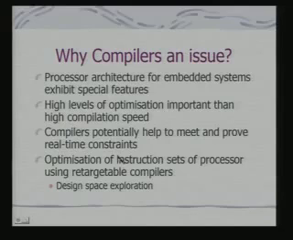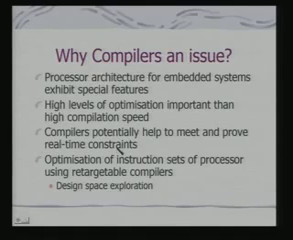So why are compilers an issue? In fact, this point we had already touched upon; we are reviewing it again. The processor architecture for embedded systems exhibits special features, and high levels of optimization are more important than high compilation speed, because your code is expected to be compiled once and executed hundreds of times. So you are ready to pay for a more complex compiler and more time in compilation.